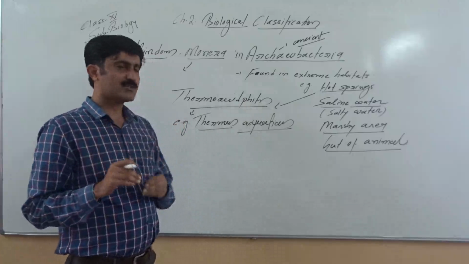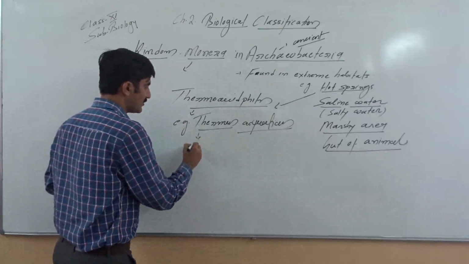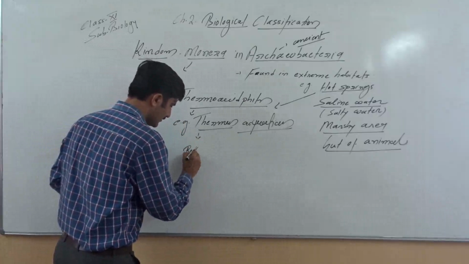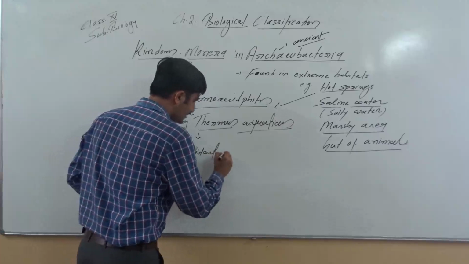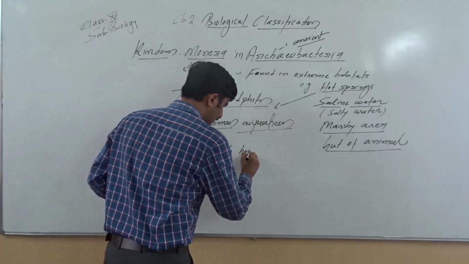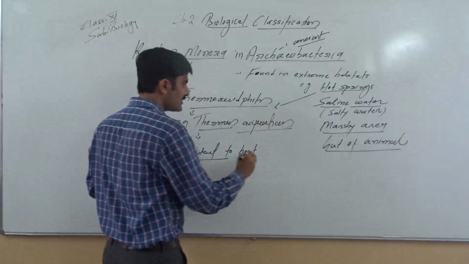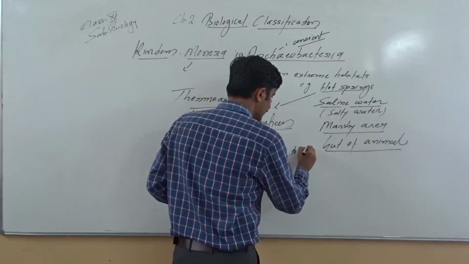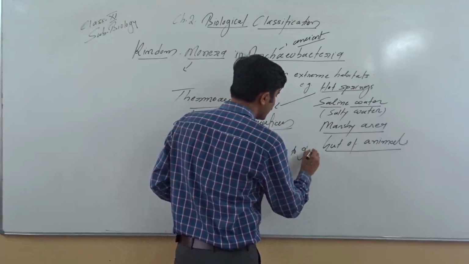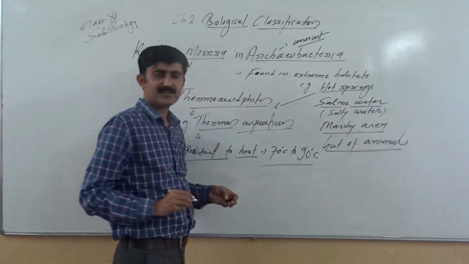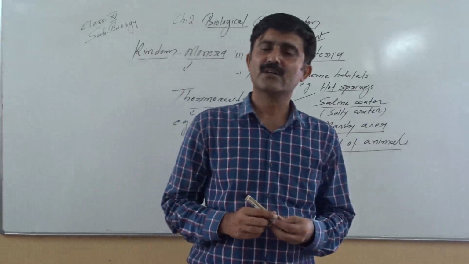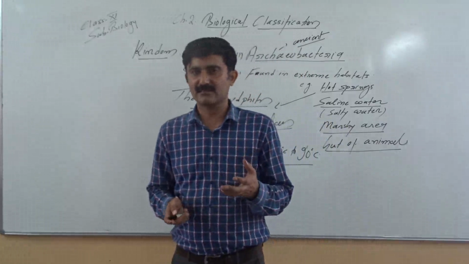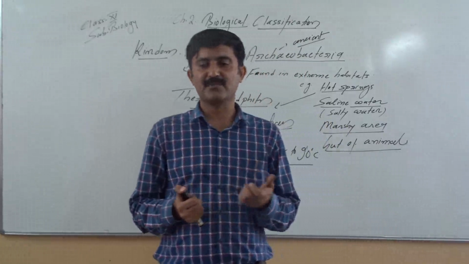So how are they able to survive there? They are highly resistant to heat. They can even survive with a temperature of 70 degrees Celsius to 90 degrees Celsius or more than it. This is very interesting, as other organisms cannot survive because their enzymes get denatured at that much high temperature.